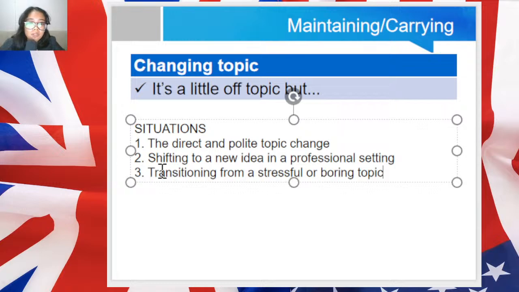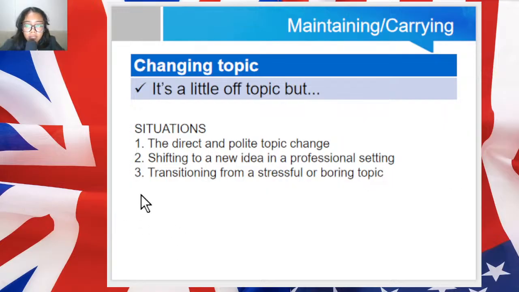So it gives you a way to introduce a new topic without making the other person feel like you are bored, without making the other person feel like you don't care at all. Okay? For example, let me write it down for you so that you can clearly see what I am talking about. Let me just adjust the font size.